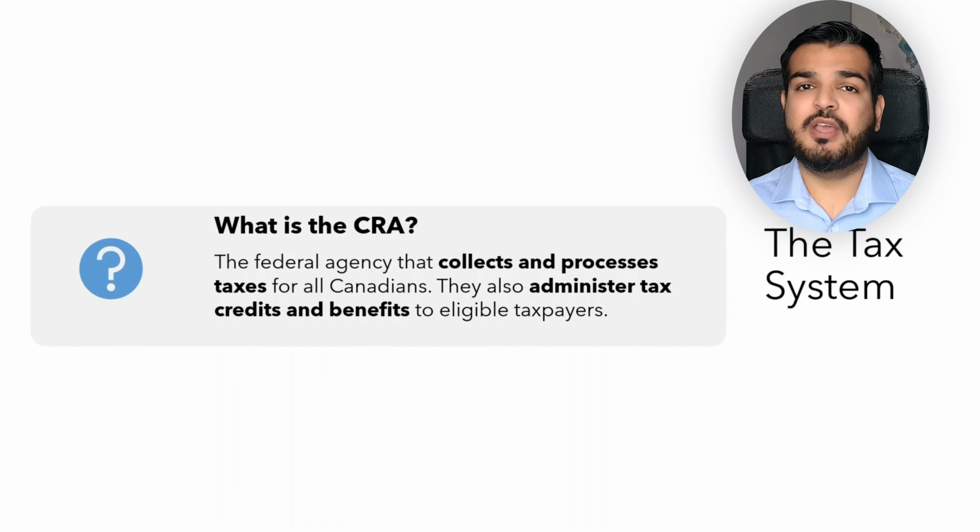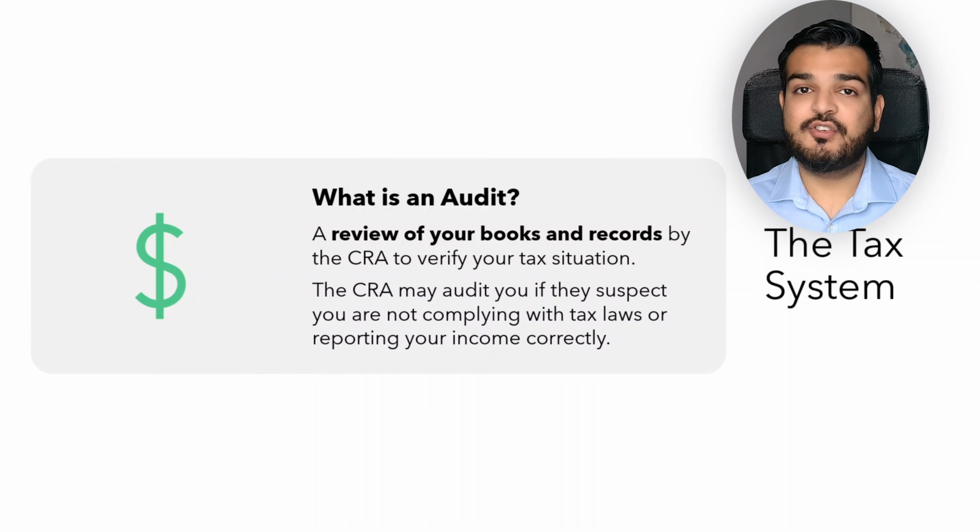Essentially, it's their job to make sure that the tax system is being run fairly, and if someone is not paying their fair share of taxes, or they have not paid their taxes that are overdue, they will impose interest and or penalties. So make sure you stay clear of the CRA, the Canada Revenue Agency, and follow tax laws accordingly. The other important definition you need to be aware of is called an audit.